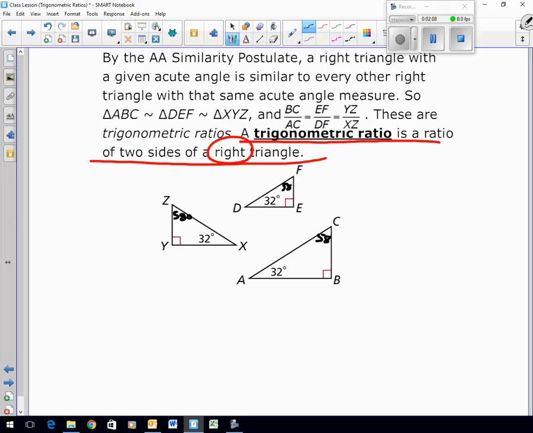So I want everybody to hear me out. Why trig ratios are true is because sides of similar triangles are proportional. They're proportional, okay? That's what makes these trig ratios true.